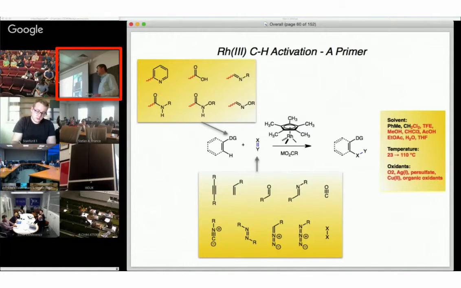The temperature range is also very broad. Elevated temperatures are not always required. Some of these reactions work at room temperature. And then, as I've already said, this is oxidative chemistry, and the range of oxidants is also diverse.